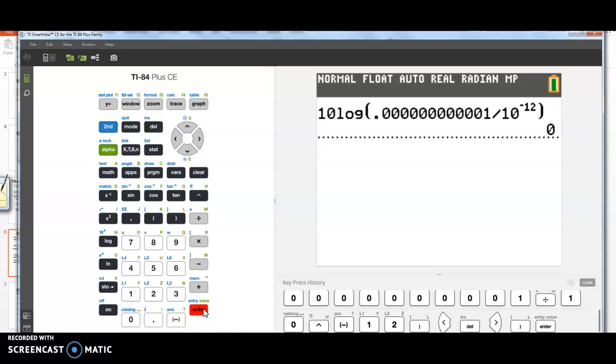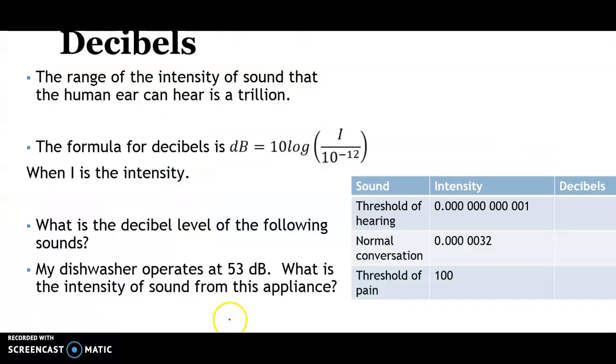All that work, and we get 0. So what we have is that when we have this intensity level, our decibels is at 0, and that is the threshold of hearing. So we can write in here decibel level 0. Next, we're going to do this one.